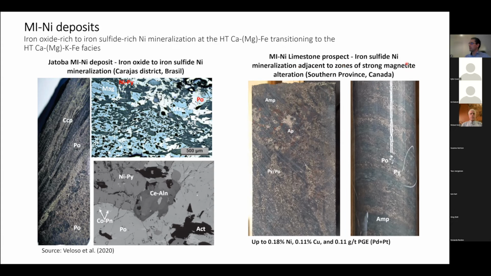And then this is adjacent to a zone of strong magnetite alteration. So we can start to see emerging evidence that this style of hydrothermal nickel mineralization might be more widespread in these hydrothermal systems.